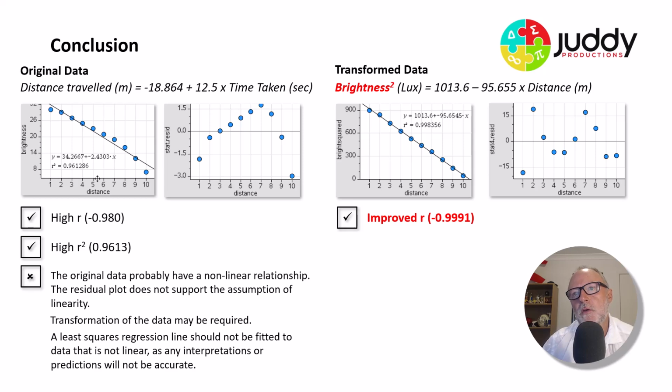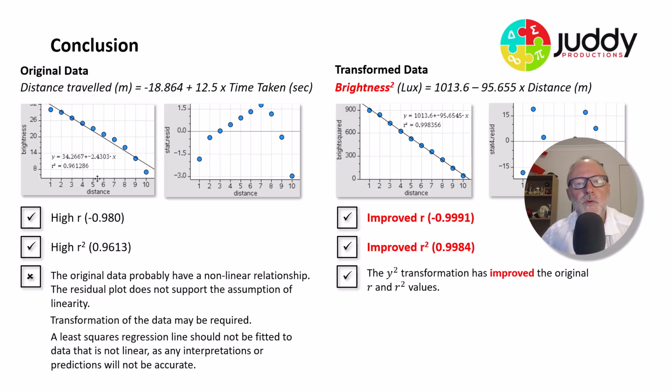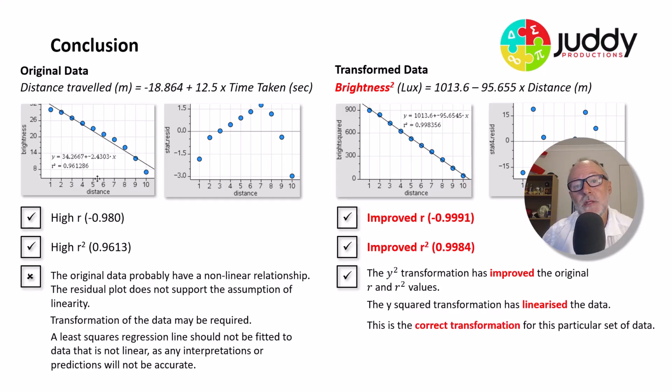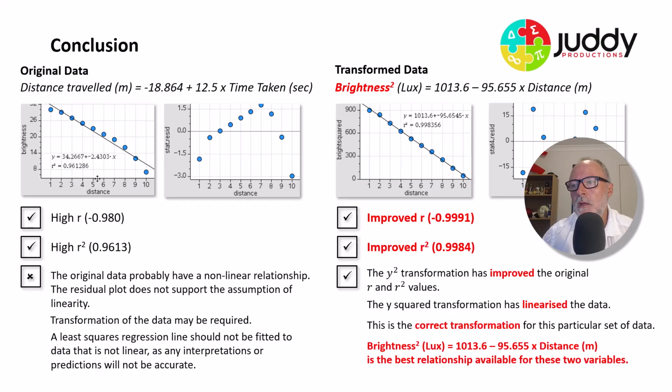So this has improved the R value from an original value of negative 0.980 to a new value of negative 0.9991. It has also improved the R squared value from an original value of 0.9613 to an improved value of 0.9984. So the y-squared transformation has improved both the original R and R squared values. The y-squared transformation has linearized the data. This is the correct transformation for this particular set of data. And brightness squared in lux is equal to 1013.6, take away 95.655 times the distance in meters is the best relationship for these two variables.